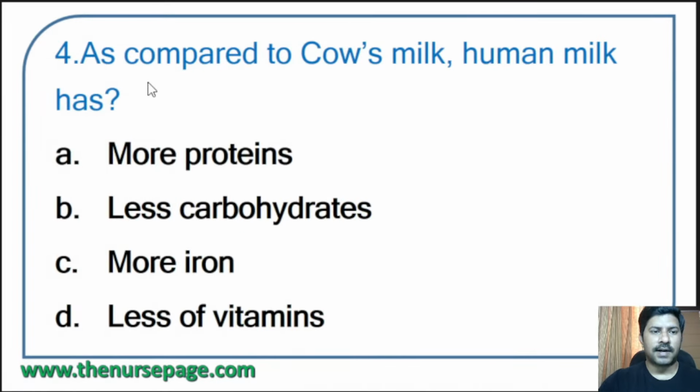Then the fourth question. As compared to cow's milk, human milk has: more proteins, less carbohydrate, more iron, less of vitamins.